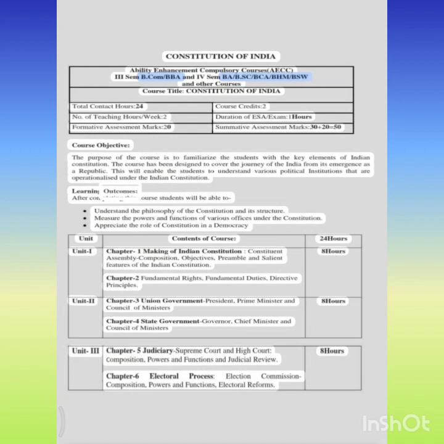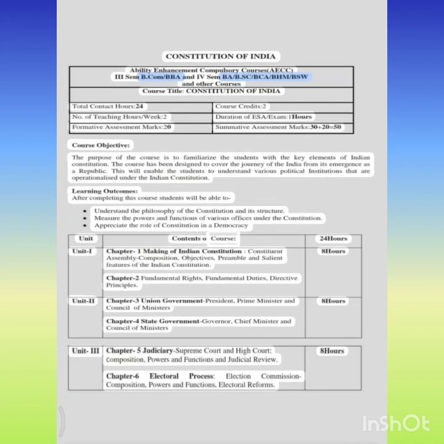Learning outcomes. After completing this course, students will be able to understand the philosophy of the Constitution and its structure, measure the powers and functions of various offices under the Constitution, and appreciate the role of the Constitution in a democracy.